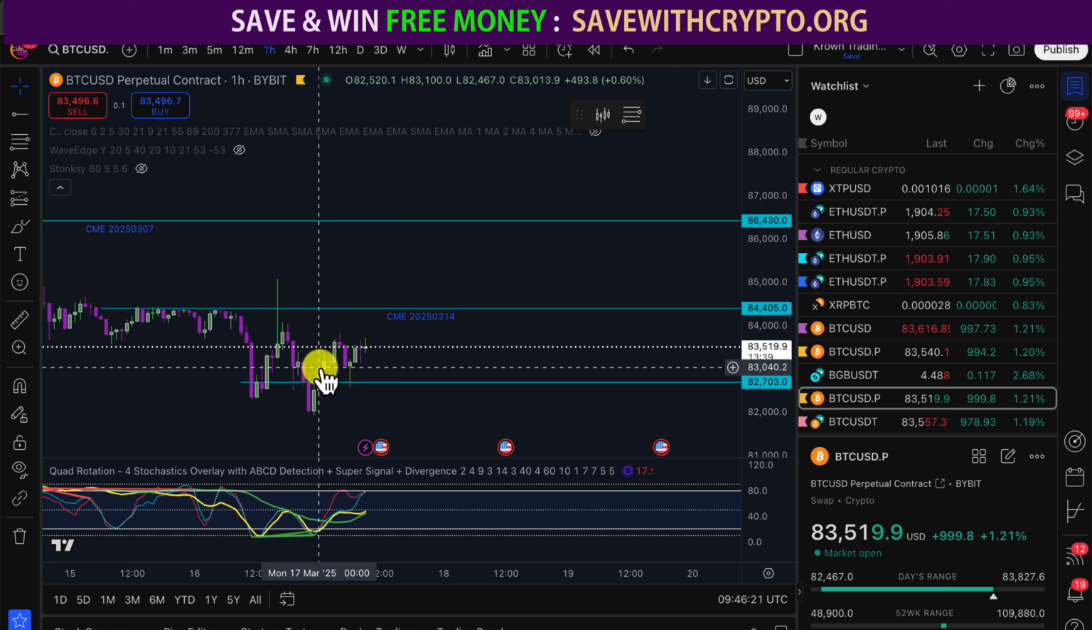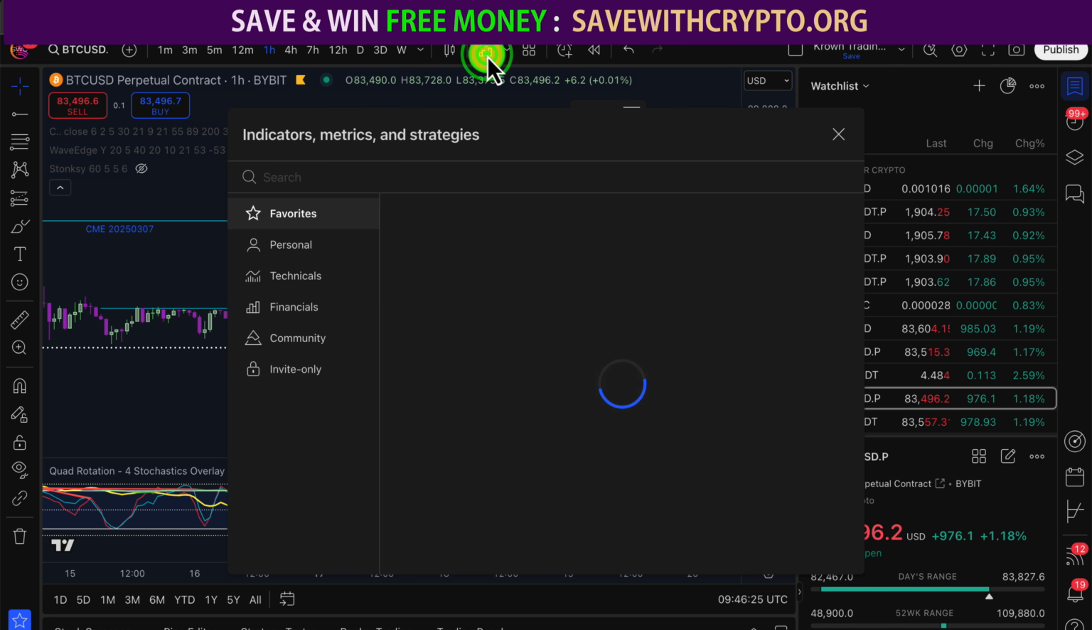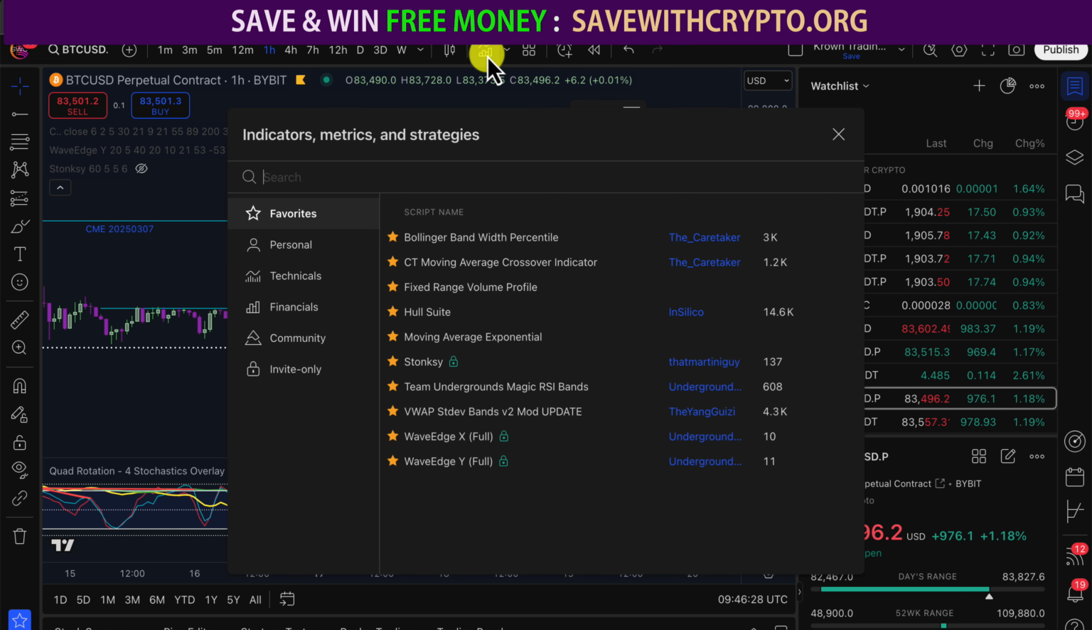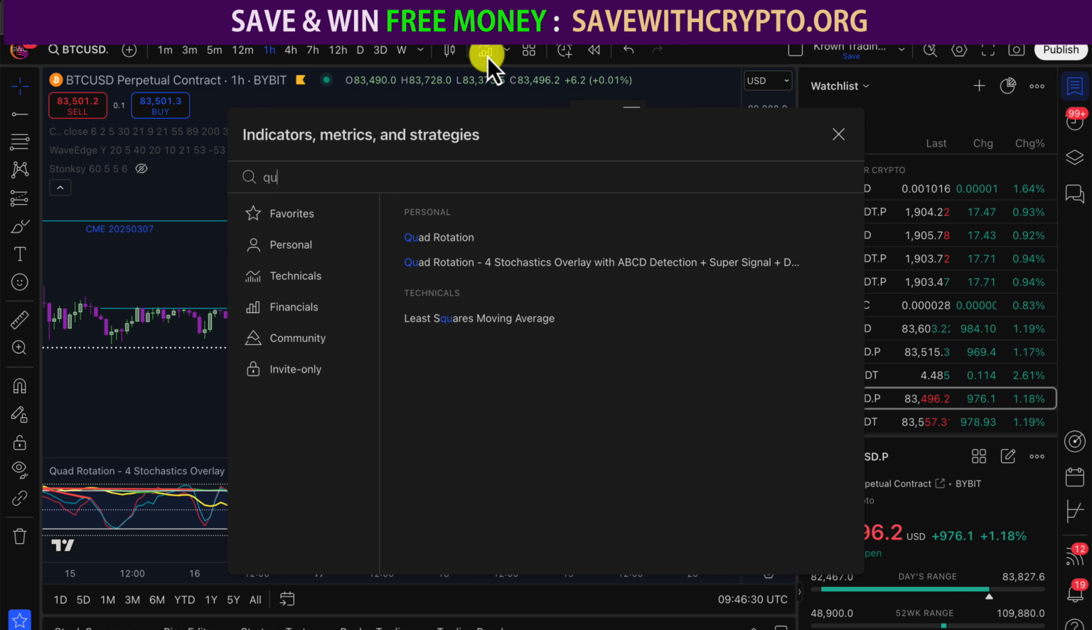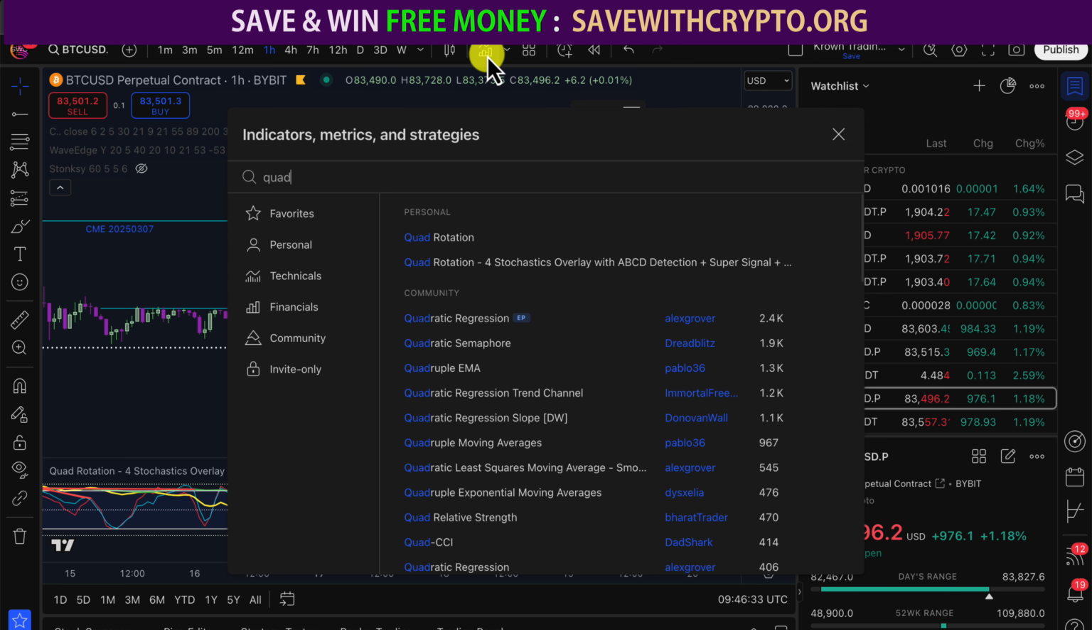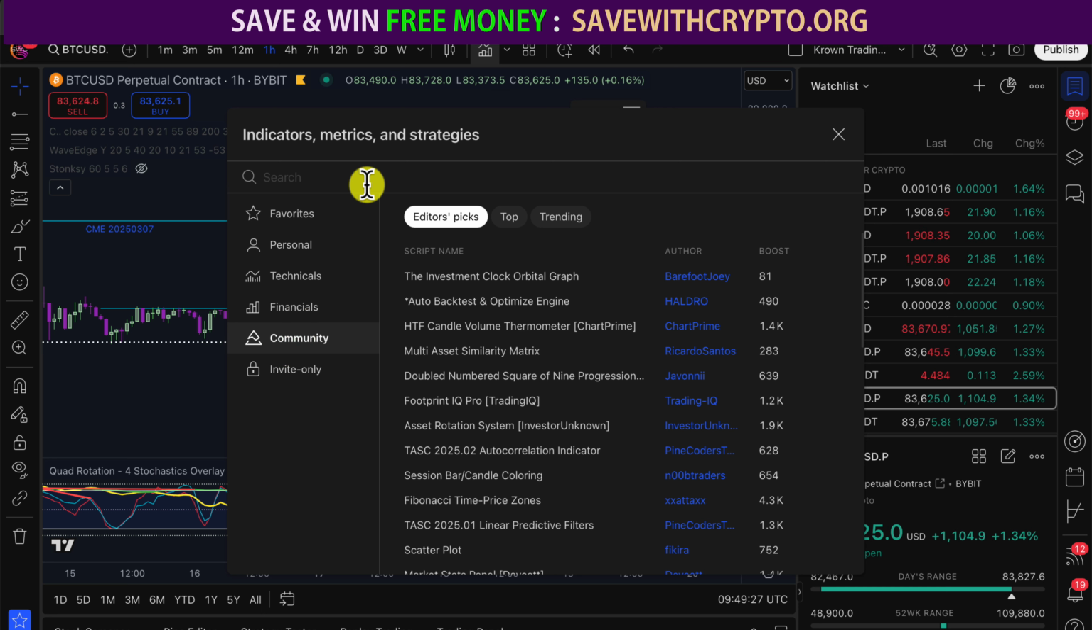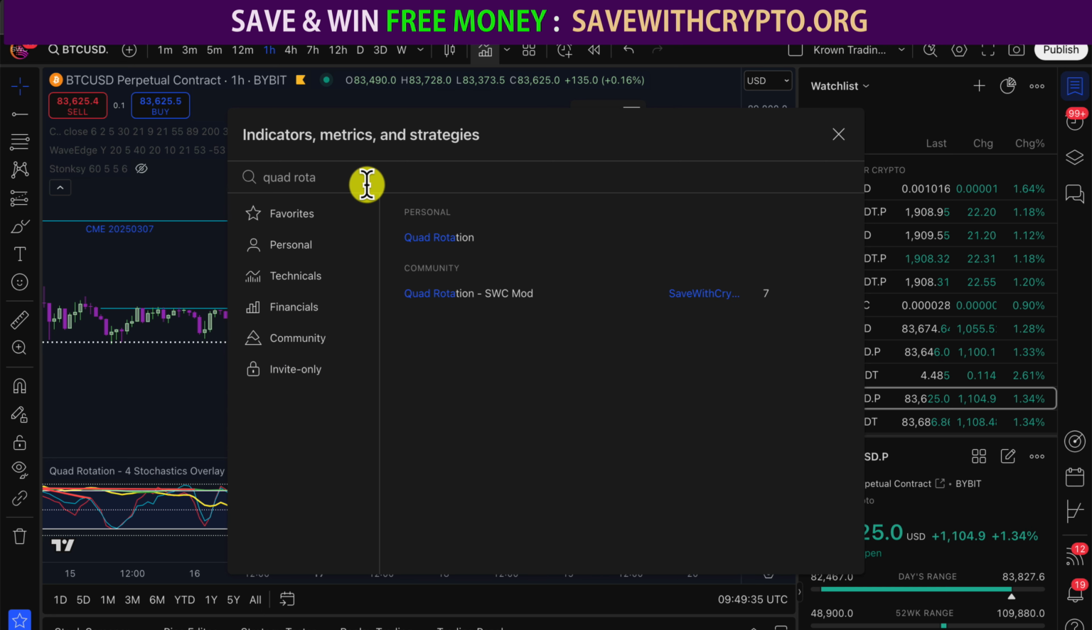So how do you get the indicator? Well, if you go to the indicator tab on TradingView and you put in quad rotation, at the moment we're still not getting the proper one, the quad rotation for stochastics overlay with ABC detection. I have not heard from the Imagine project yet, so the only one available at the moment is my copy. So you won't see that in personal, but you'll see that in community. So when you go now, you should now see this one here, quad rotation SWC mod.